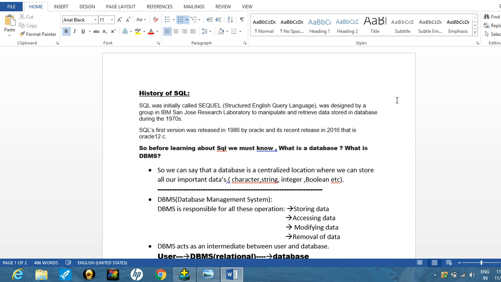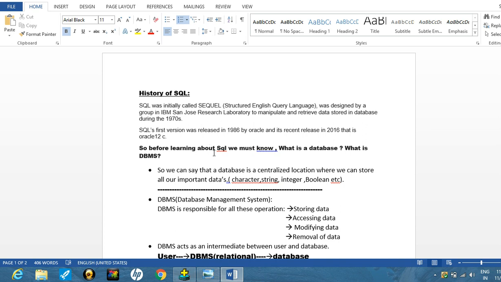Okay, let's see what was the history about SQL. SQL was initially called SEQUEL. It was not known as SQL, it was known as SEQUEL, and its full form is Structured English Query Language. And it was first designed by a group of IBM San Jose research laboratory persons, generally for the purpose of manipulation as well as retrieving of data stored in a database. You just remember this date, although this is not required for you, just this is a basic knowledge for you. And its first version was released in 1986 by Oracle, and its recent release was in 2016, that is Oracle 12c.